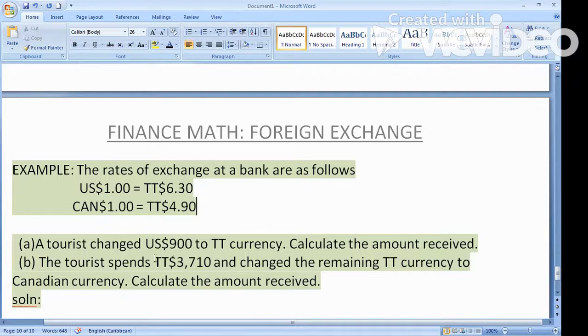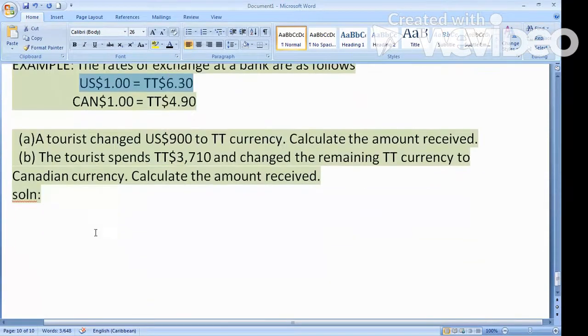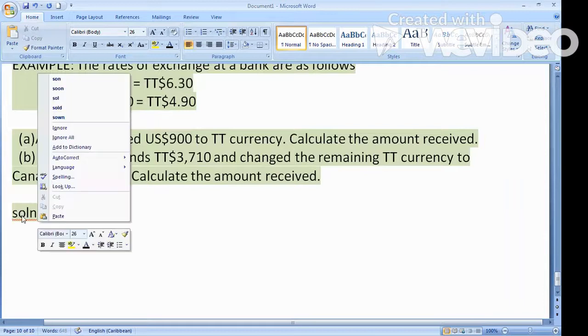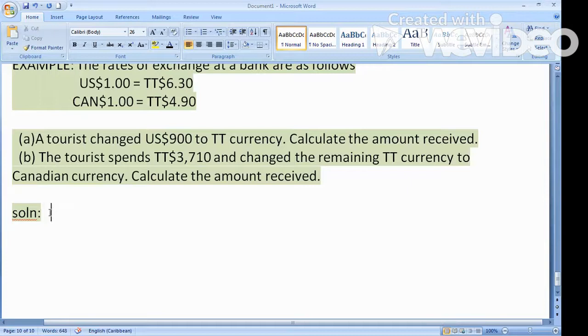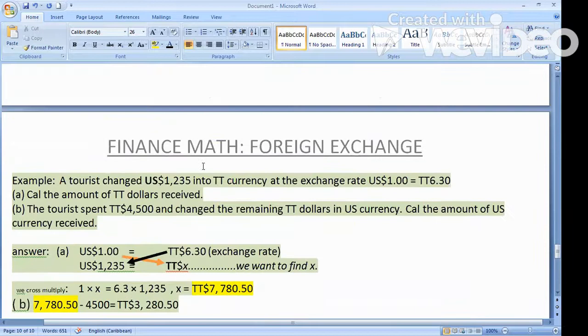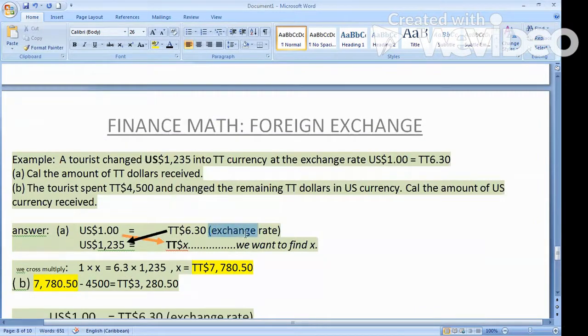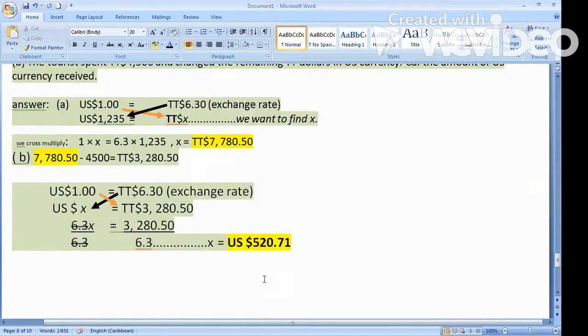So the tourist wants to change US to TT. So you look for the exchange rate that says US to TT. That's the first thing that you do. So, solution. And that is our exchange rate.